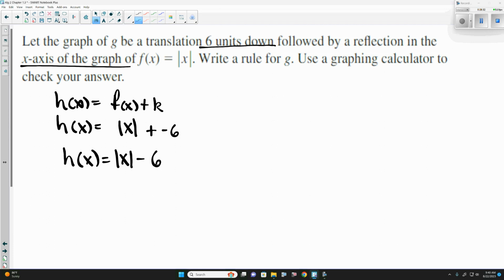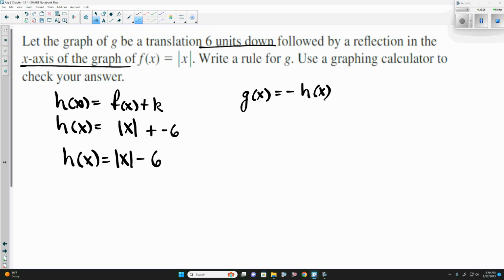Reflected across the x-axis for our g of x. And across the x-axis is our negative. Normally f of x, we'll call it h of x. And again, that's just notation, just how we write it. In that we're not talking about f of x, because f of x is just our absolute value of x. We want to talk about the function that had the vertical translation of 6 down. And we want to talk about the absolute value of x minus 6. That's the function we're applying this to now.